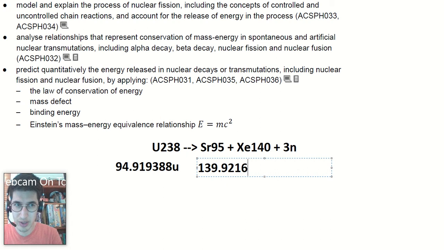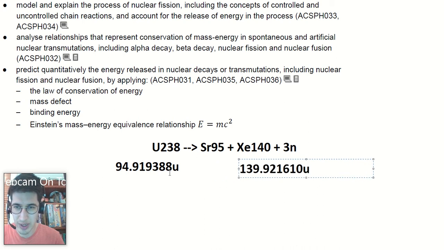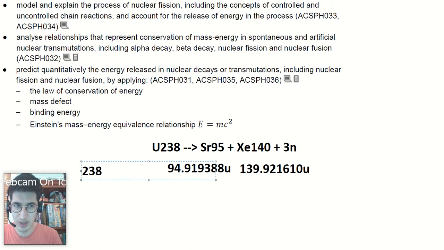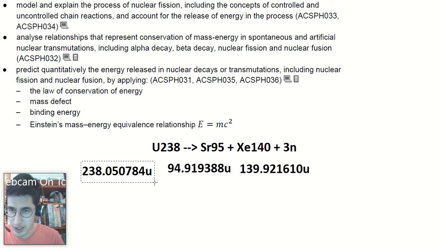The atomic mass of xenon-140 is 139.9216. And you'll notice that these numbers are written to a very large number of decimal places, right? So this 94 was for the products. Product 1, product 2, 3 neutrons, uranium. Uranium was 238, of course, 238.050784 u.